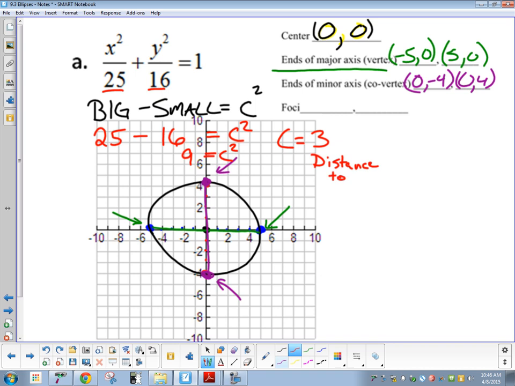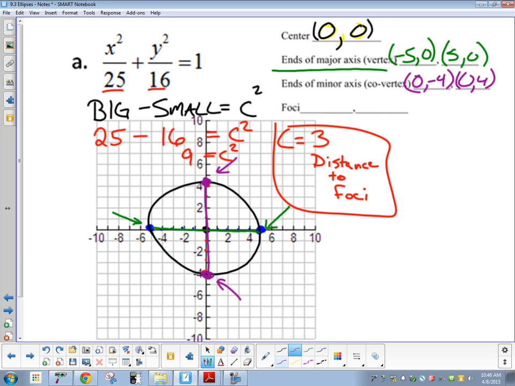and that is the distance to the foci. Okay? Foci is just the plural of focus. Remember on parabolas we had a focus? There was one of them. Well, now we got two, so we call it the foci. Okay? So we're going to go 3 units each direction to get to our foci. You've got two choices. You can either go up and down 3, or you can go left and right 3.